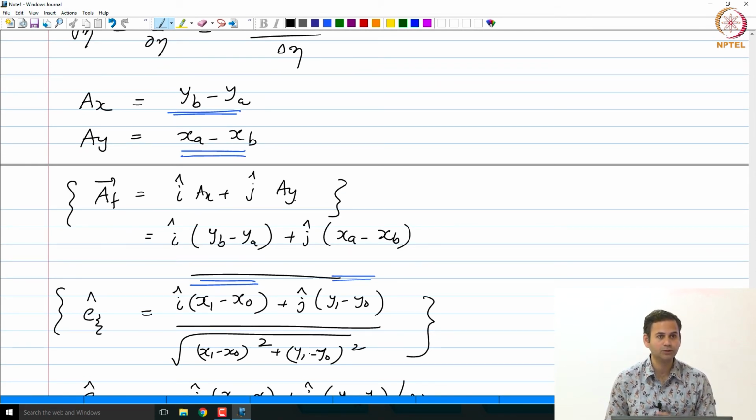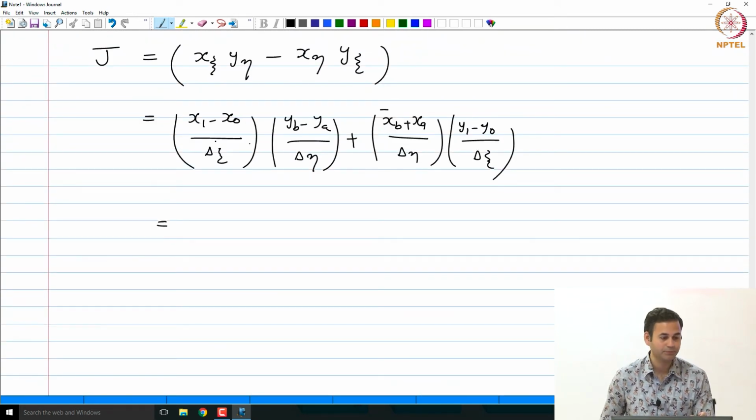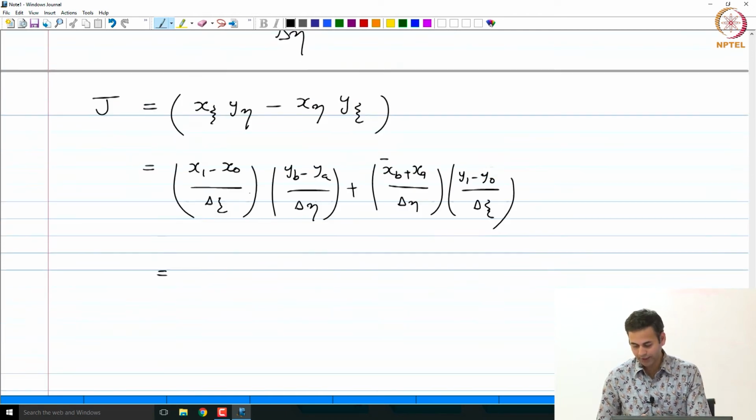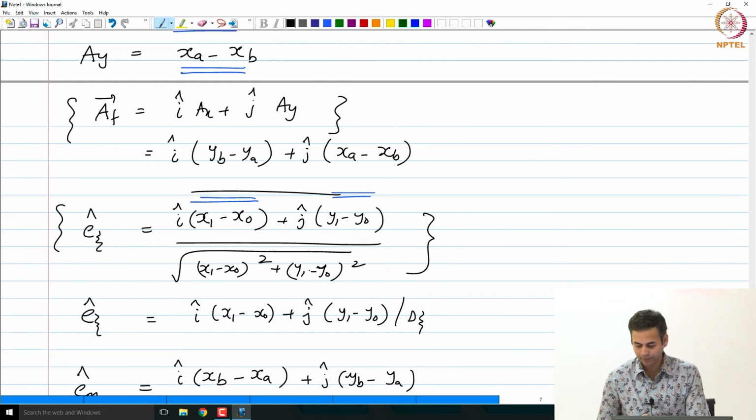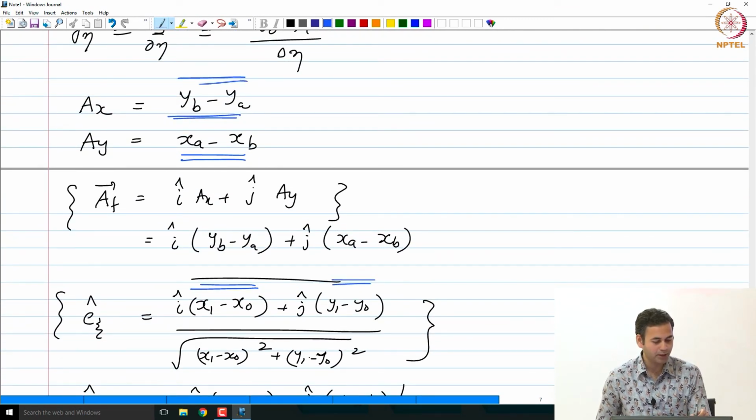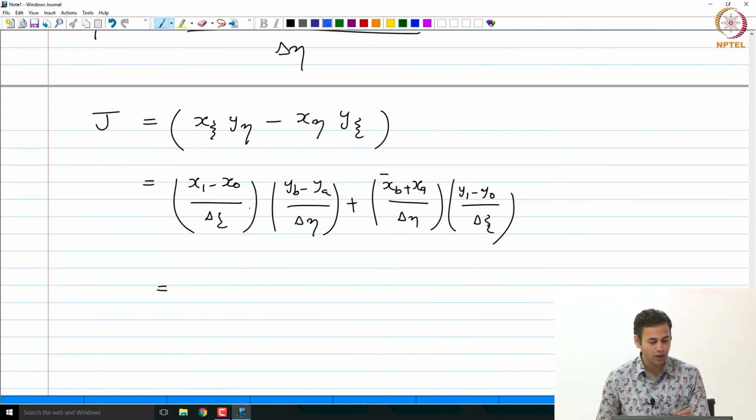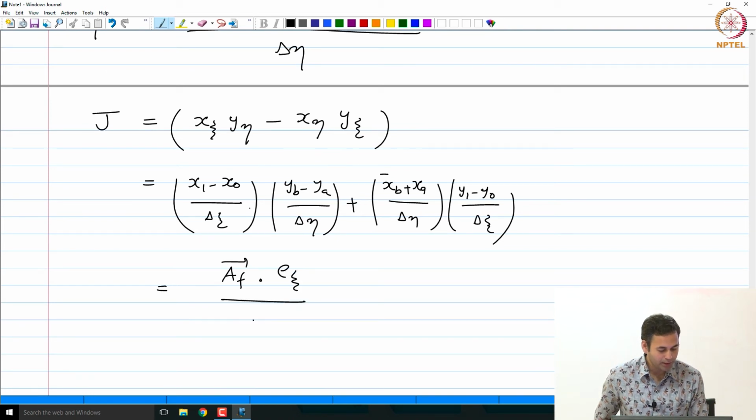Do you see that or no? Followed, or shall I repeat again? Okay, let's see it again. What is the first quantity we have? x1 minus x0 times yb minus ya, right? That can be thought of as multiplying yb minus ya from here, multiplying x1 minus x0. And the second one is xa minus xb times y1 minus y0. Of course, there is a delta xi in the denominator, so that also can be absorbed into this. So I can write this essentially as AF bar dot E xi by delta eta.